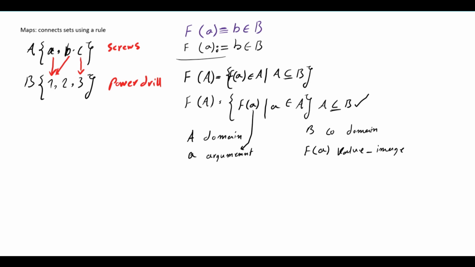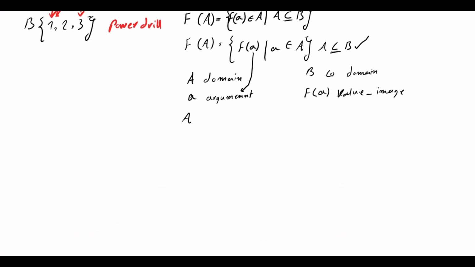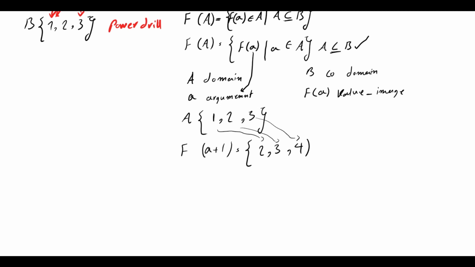And the reason is, if for instance I have a set A and it's called 1, 2, and 3, and my rule F tells me every element should be added to 1, my set B would be 2, 3, and 4. So for every element I have an assigned element. So 2 is the image of 1 in map F, 3 is the image of 2 in map F, and 4 is the image of 3 in this scheme or map.